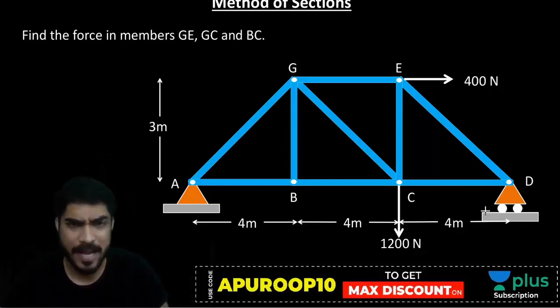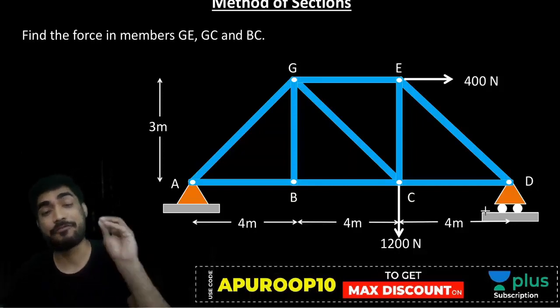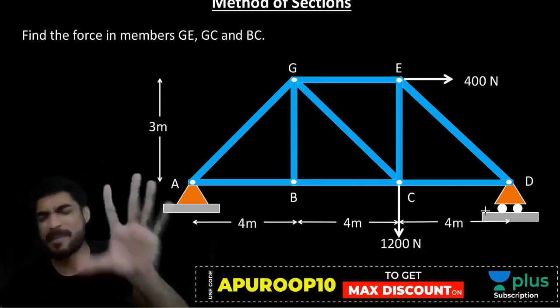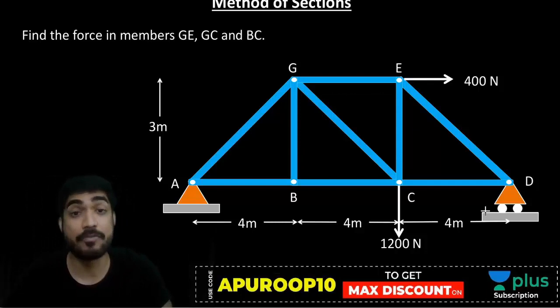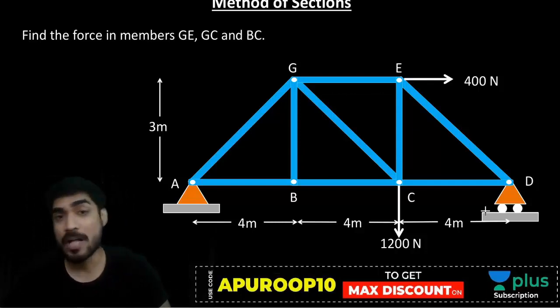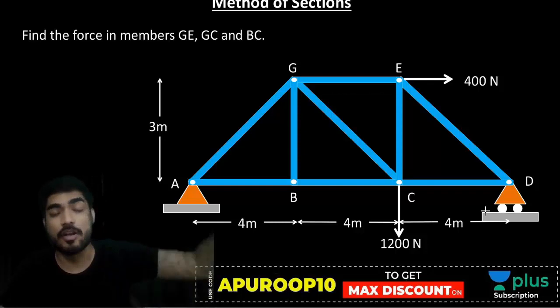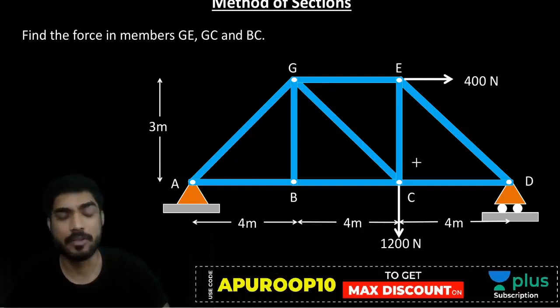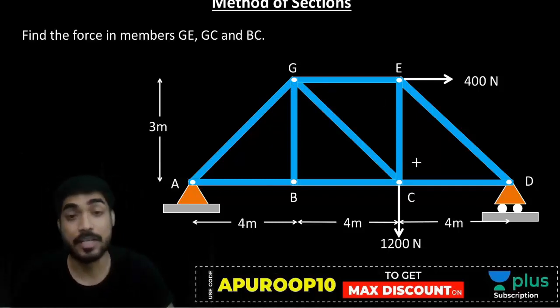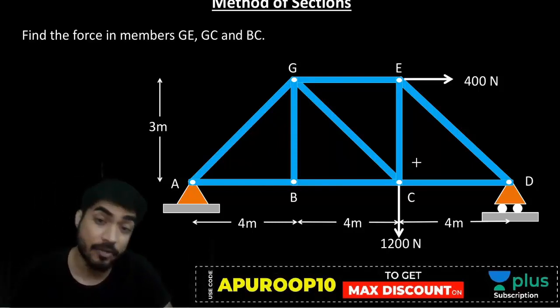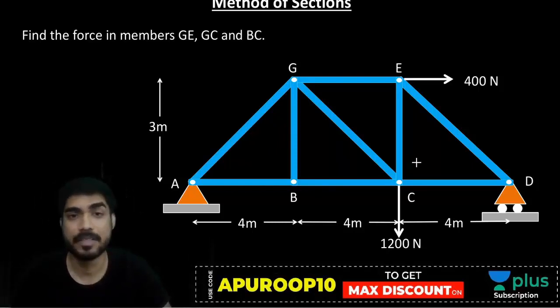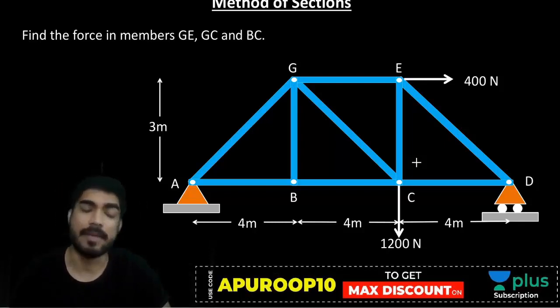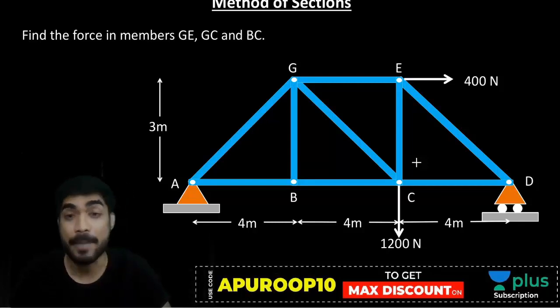But if you want to find force in a few particular members, 1 member, 2 member, maximum 3 member, then method of joint will become very lengthy, because you will have to solve a lot of joints. For example, if I ask you find the force in member GC, then you will first solve joint A, then you will move on to joint G, and then you will get force in GC. But in method of section, we can directly find out the force in any member.